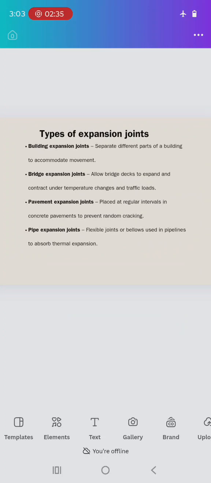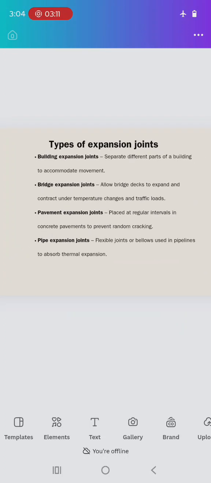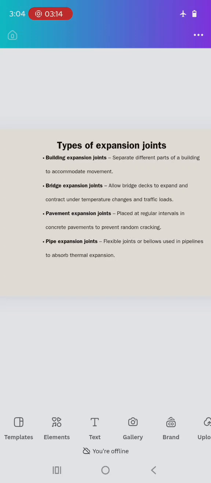An example of building expansion joint is: in a long concrete building, a small gap is provided between the two sections of the building. This gap allows the building to expand and contract due to temperature changes and prevents cracks. Okay. This is an example of building expansion joints, as in a long apartment building or school building.